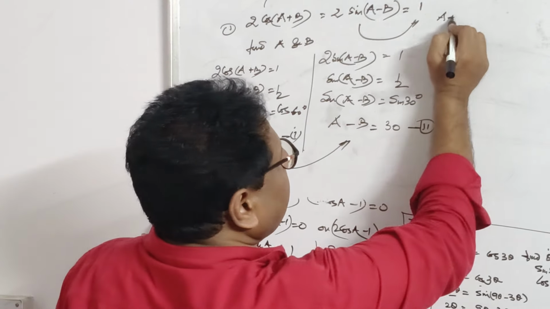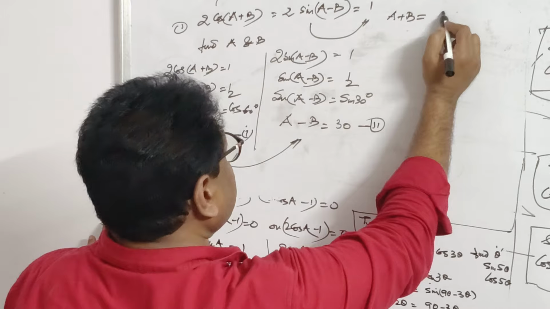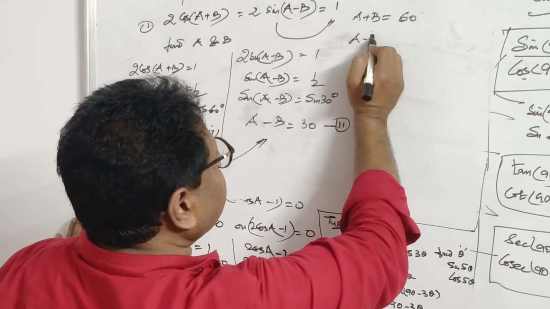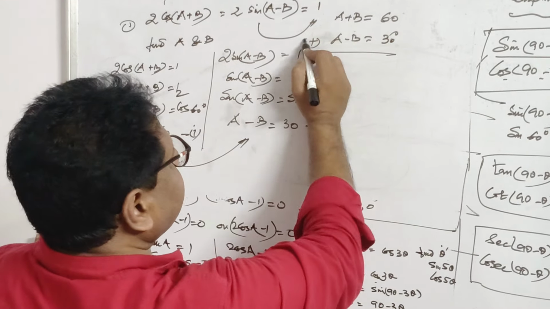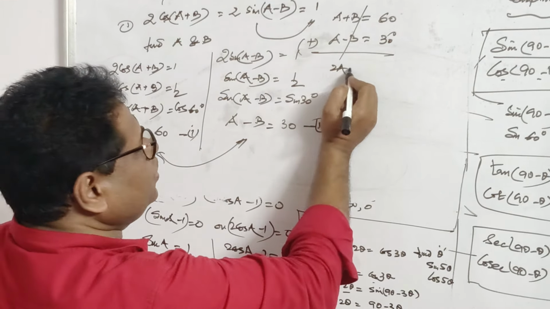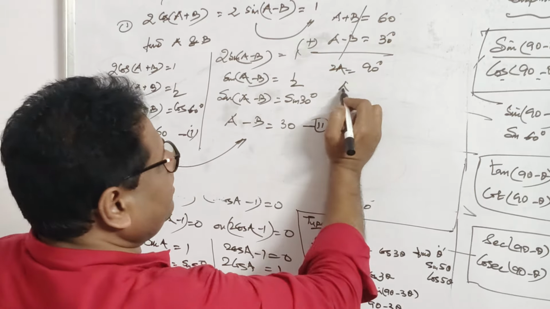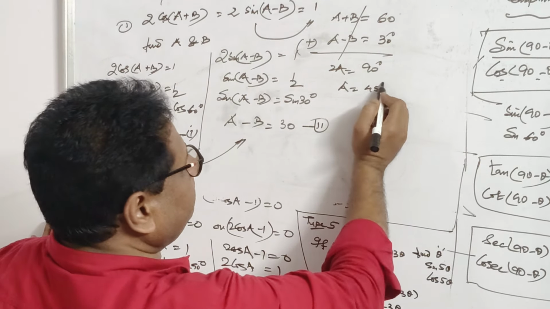So we have A plus B, one equation, equals 60 degree, and the second equation, A minus B, equal to 30 degree. On adding, this gets cancelled. So 2A equals 90 degree. That brings A equal to 45 degree, right?